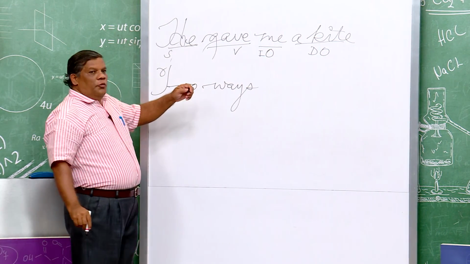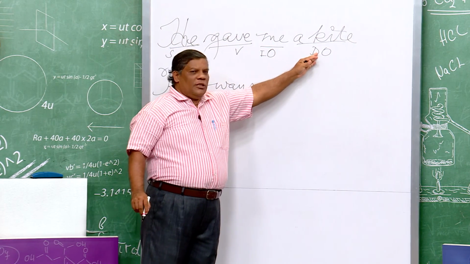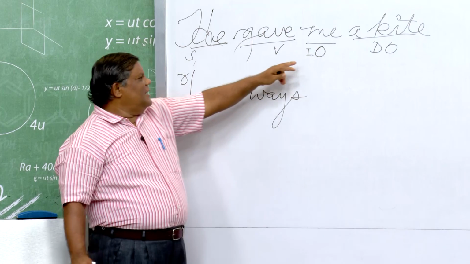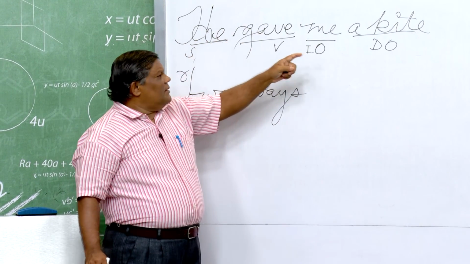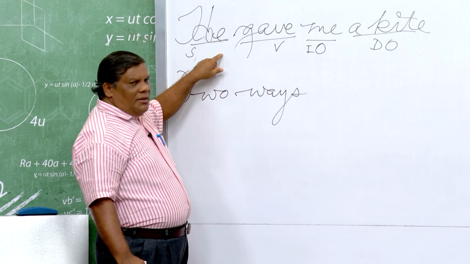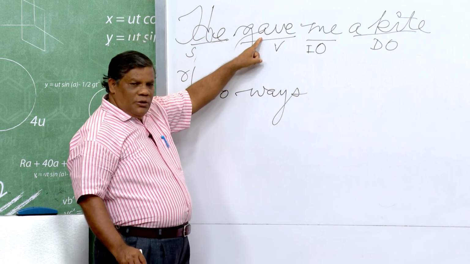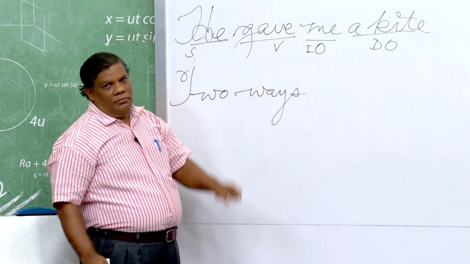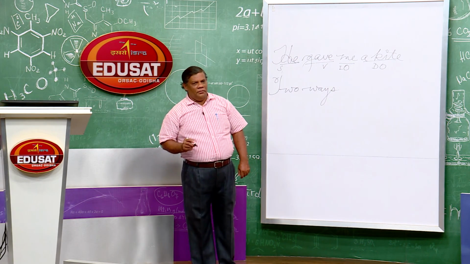That is, we are free to choose any object. We can take this one first, or we can take this one first. We can take either of the two. So, when we take the indirect object first, now make it passive. He gave me a kite, and here when it becomes passive, it becomes, it is past tense, I was given a kite by him. This is the passive form, one form.